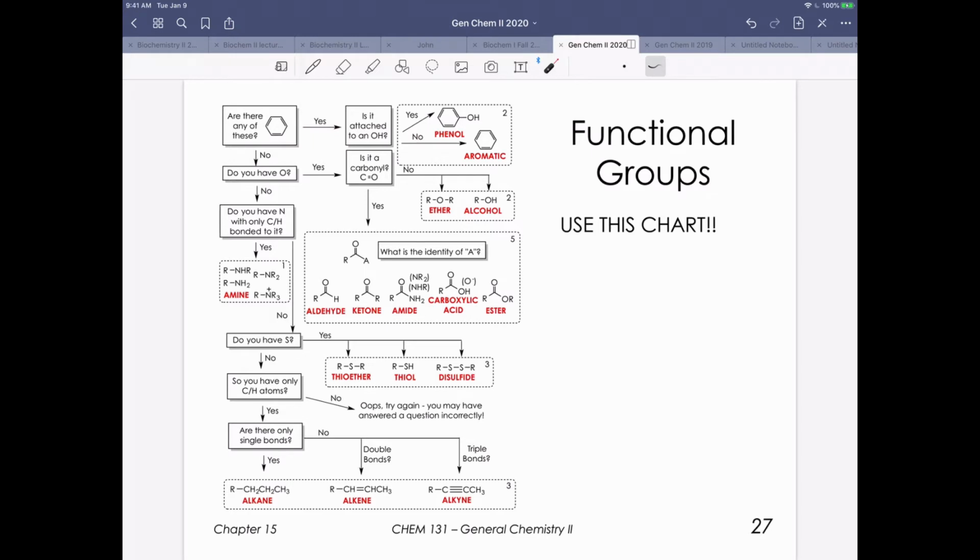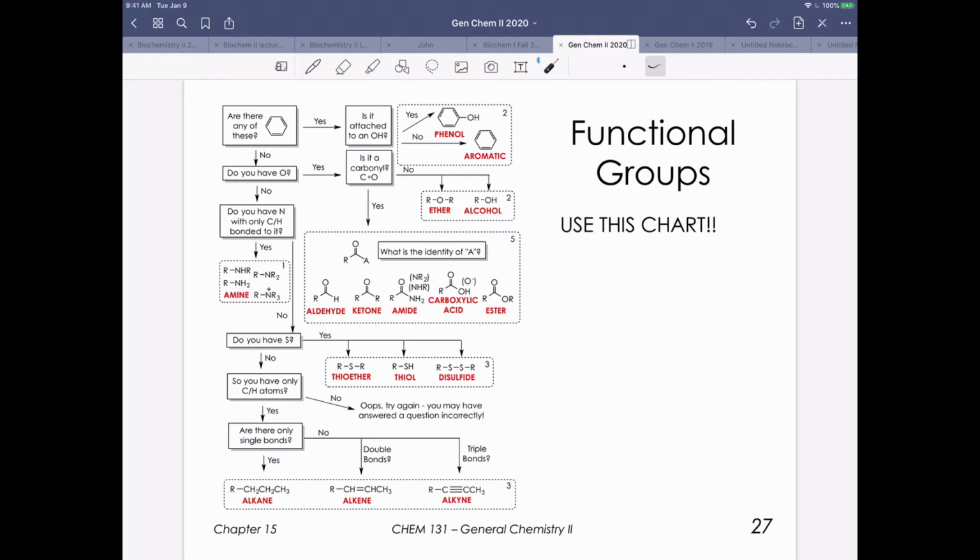So again, keep in mind, you might need to run through using this chart multiple times because there might be multiple functional groups. I'm going to have available for you guys on Blackboard a link to some digital flashcards that you can use to practice naming these functional groups.